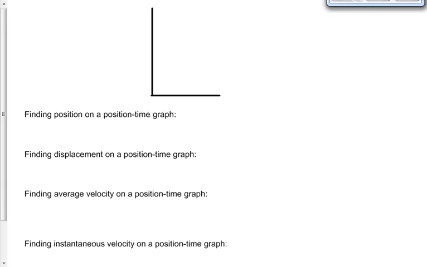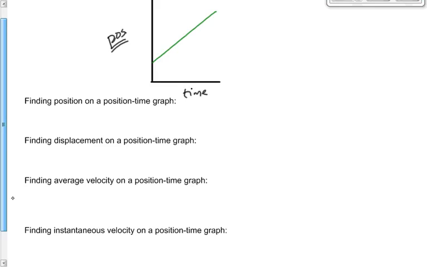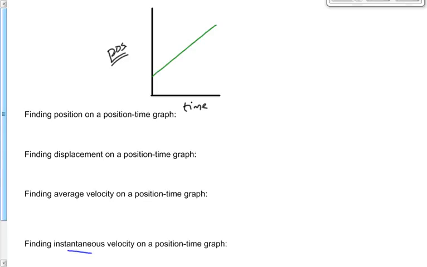Now it's time for a little bit of what can we find from one of these graphs? Well, let me draw a little graph for you. The y-axis is going to be position. On the x-axis is going to be time. Let's make the line look something like this. There are 4 things we're going to find here from this graph. There is position, there is displacement, there is average velocity, and there is what we call instantaneous velocity. I'll define that for you in just a moment, okay?